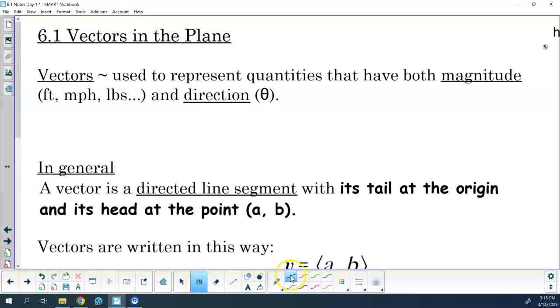So a vector would have a tail, and then it would have an arrow on one end. It is an arrow. It's a ray. It's not a line. No. It is a ray. So if this is here, then this would be the tail. That would be at the origin. And this would be the head. The arrowhead would be at the point A, B. And that would be your directed line segment.